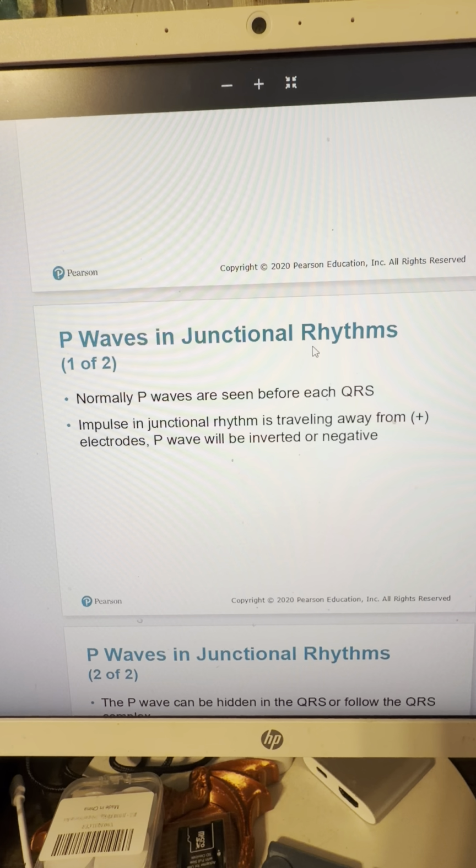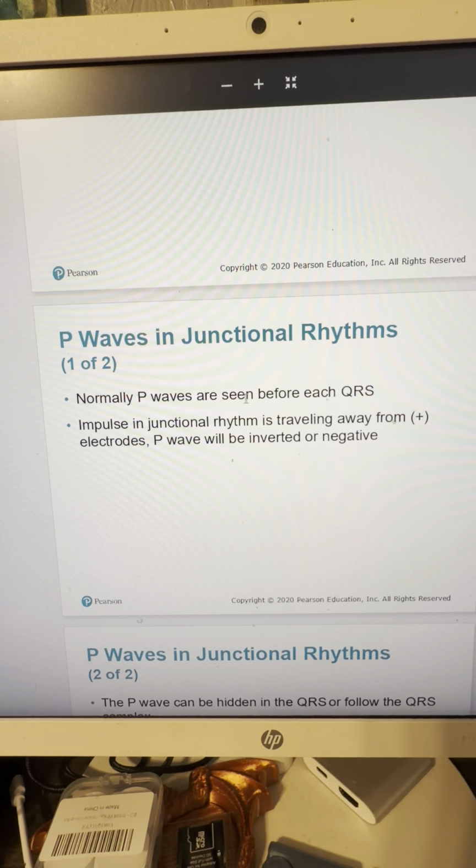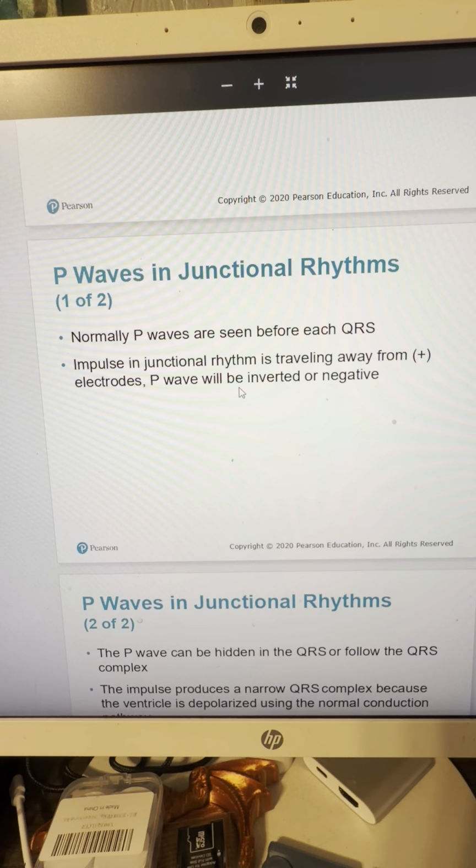So P waves in junctional rhythms are usually seen before every QRS, but remember we have lead 1, lead 2. When the AV junction fires the atria instead of the SA node, the SA node would be up here, AV junction is right here. In normal hearts, it goes this way, so that makes a positive deflection of the P wave. And this is going the opposite way. So instead of being positive and producing a nice little hump, it's going to produce a dip or a divot. So it's going to be negatively deflected.